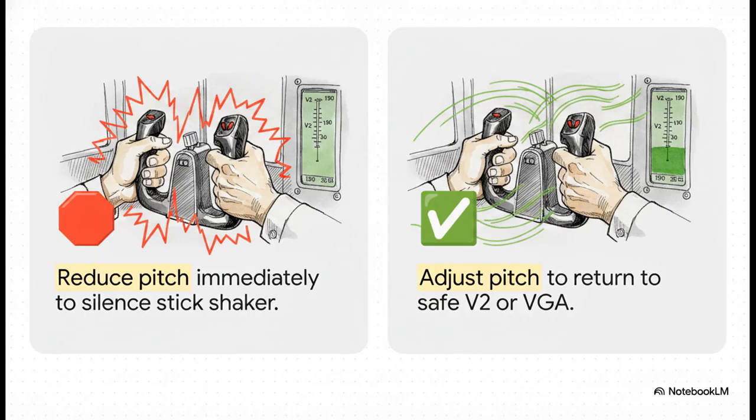You must immediately reduce your pitch attitude just enough to silence the shaker. Once it's silenced, then you adjust your pitch to return to your safe speed of V2 or VGA. Remember, silence first, then recover.